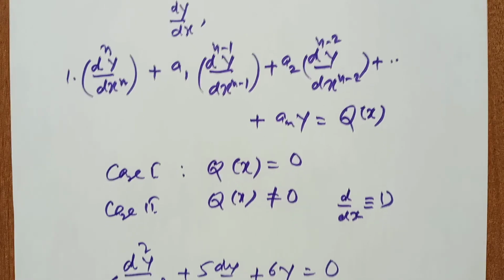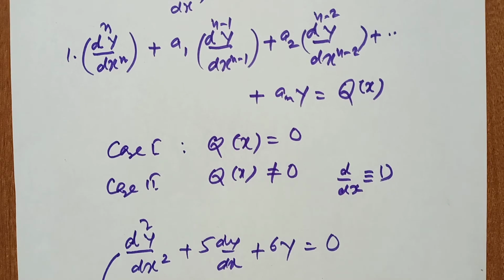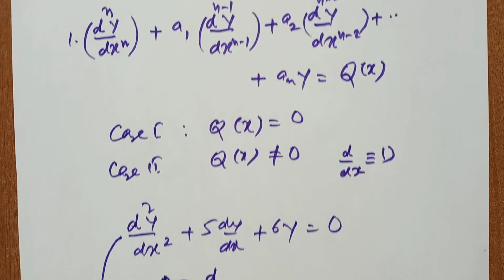Now suppose we have a very simple differential equation of order 2: d2y upon dx2 plus 5 dy by dx plus 6y is equal to 0. Here the order of this differential equation is 2 and the degree is 1. So this is linear, and here 5 and 6 are coefficients which are constant. Okay, so we shall solve this type of differential equation.